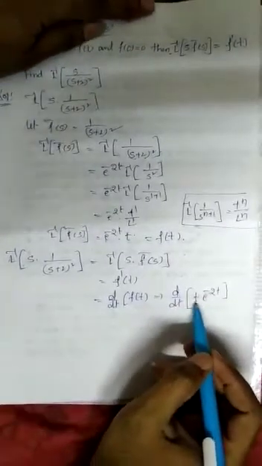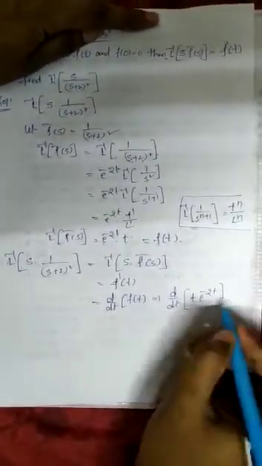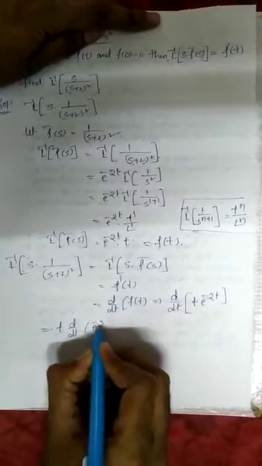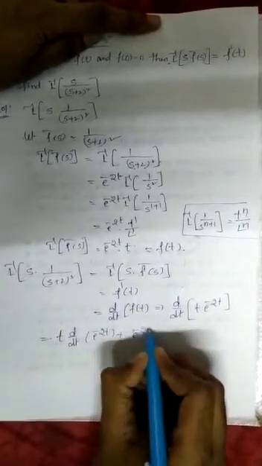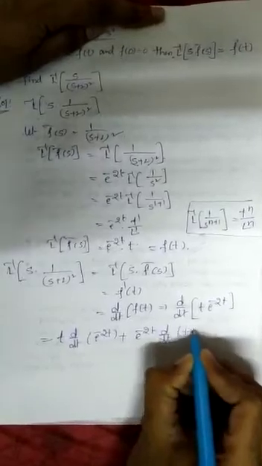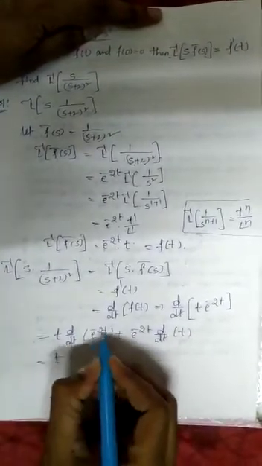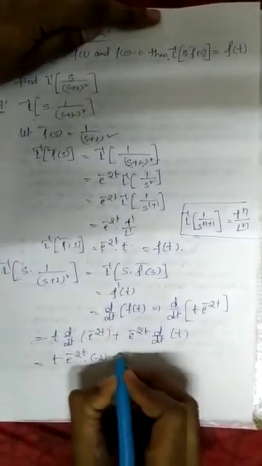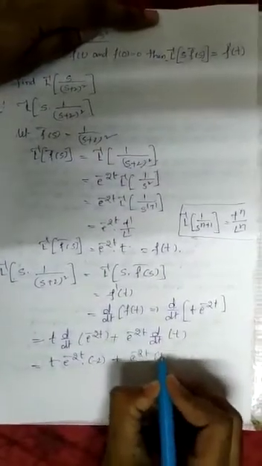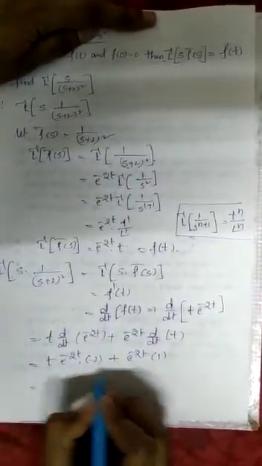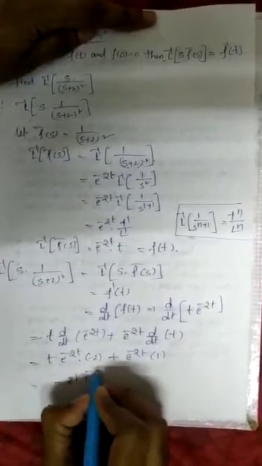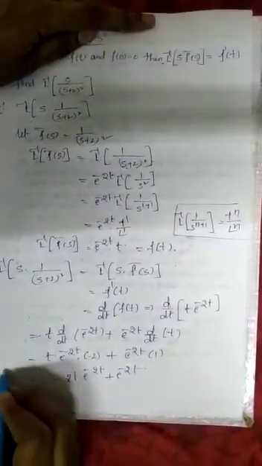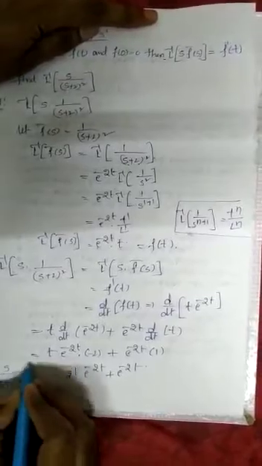Differentiation of t into e power of minus 2t, let us use the uv formula. First u into d by dt of e power of minus 2t, plus v into e power of minus 2t into d by dt of t. Then t into the differentiation of e power of minus 2t, that is e power of minus 2t into the coefficient minus 2, plus e power of minus 2t into d by dt of t, which is 1. Therefore you will get minus 2t into e power of minus 2t plus e power of minus 2t, which is the Laplace inverse of s by (s plus 2) whole square.